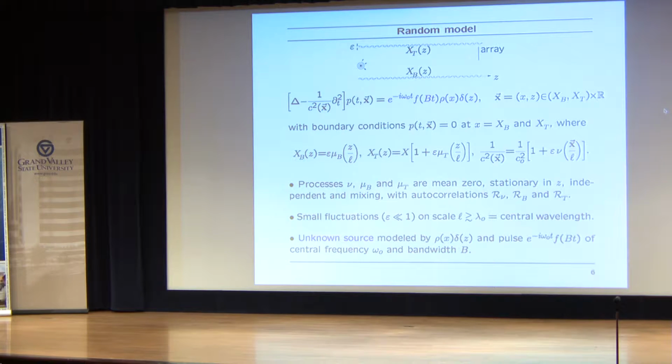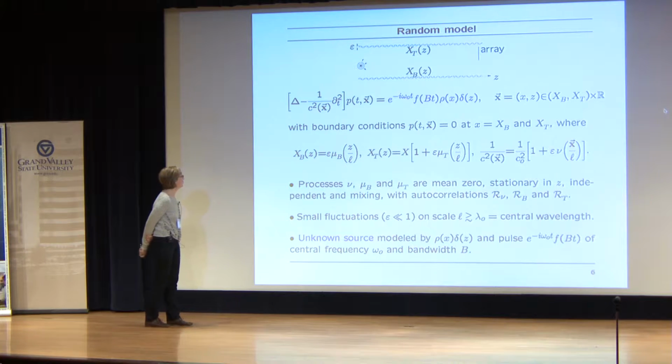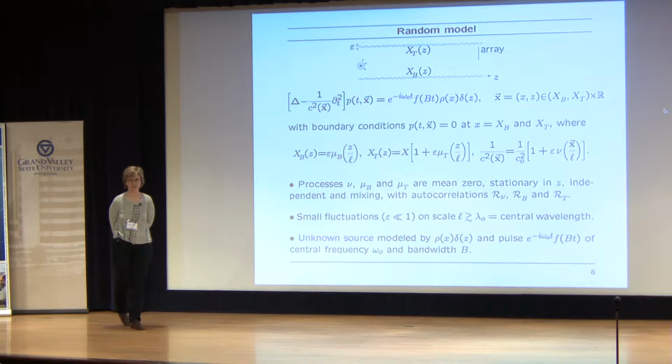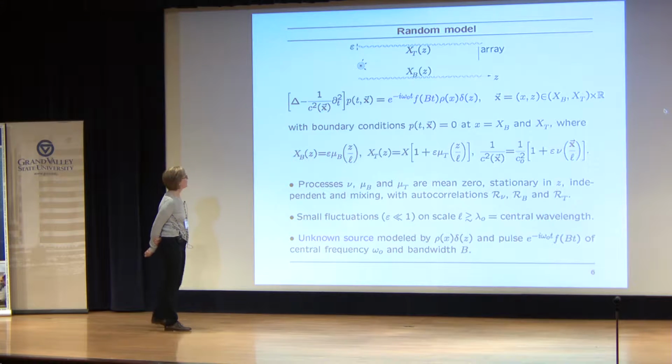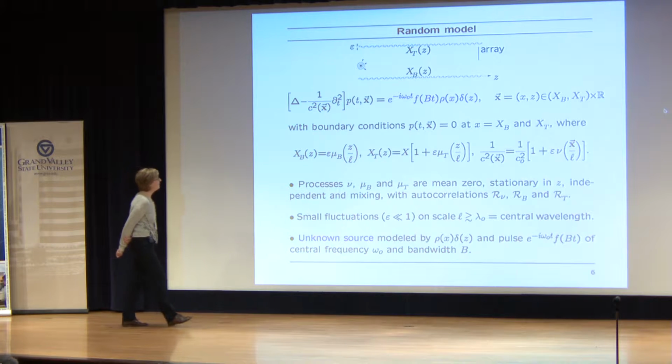So here is the setup of the model. We have a schematic of the waveguide up there. We have a source which emits some signals. The wave is modeled by the acoustic wave equation, which is shown here. P is the acoustic pressure, which is what we measure at an array of sensors, which is far away from the source. So the waves propagate in the waveguide.